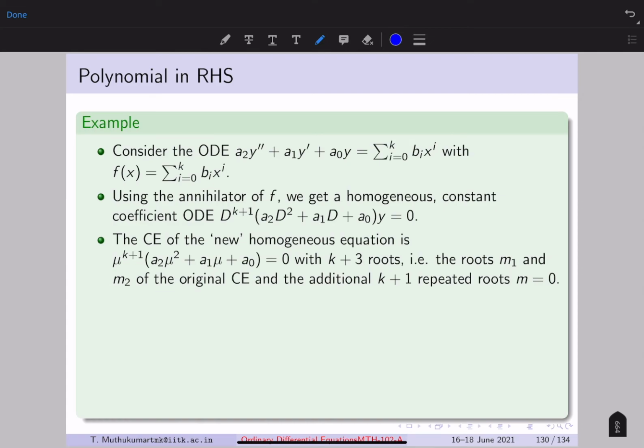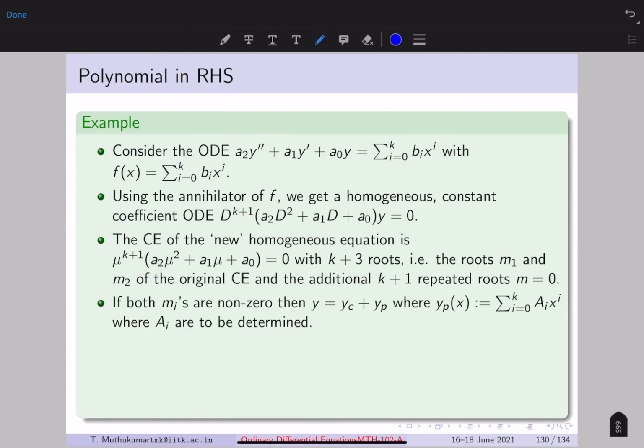What are the k plus 3 roots? Roots m1 and m2 coming from here, and then k plus 1 repeated roots, which are 0, assuming m1 and m2 are not 0. If one of m1 and m2 is also 0, then the multiplicity of 0 increases. If both mi's are non-zero, you have exactly k plus 1 repeated roots of 0. Then you have the general solution, where yc is the solution corresponding to the second order part, which corresponds to m1 and m2.